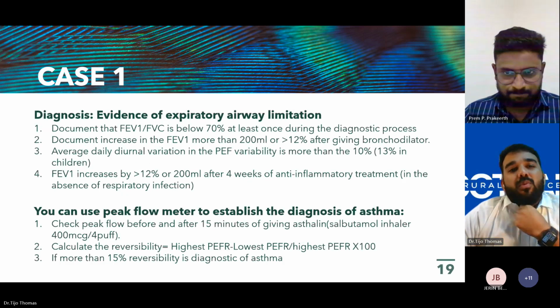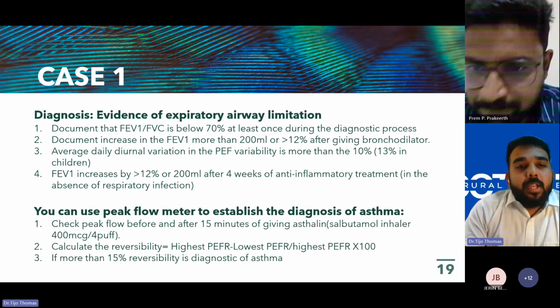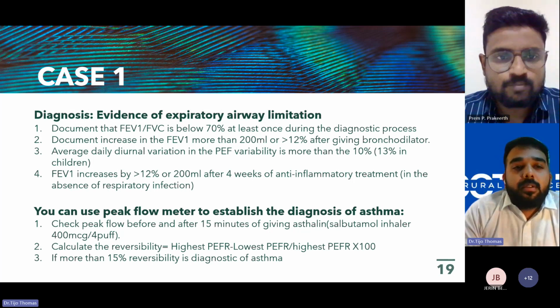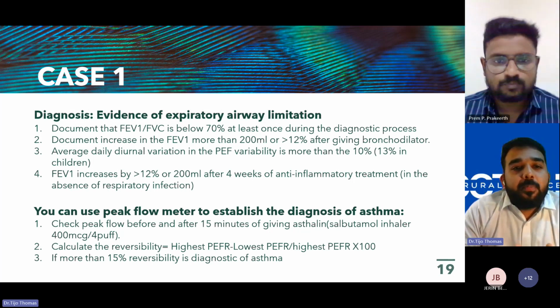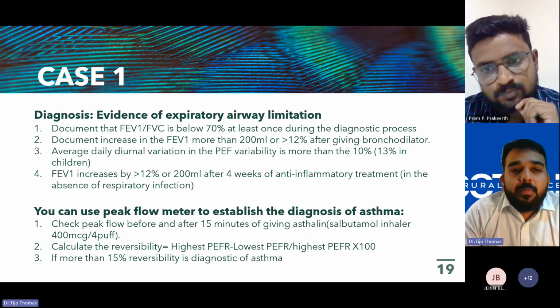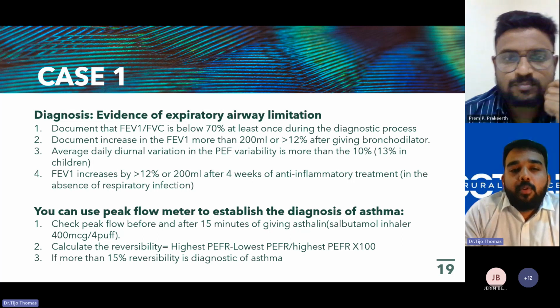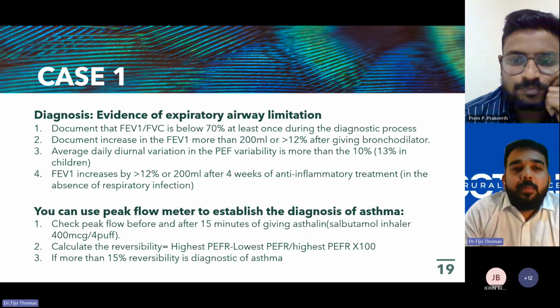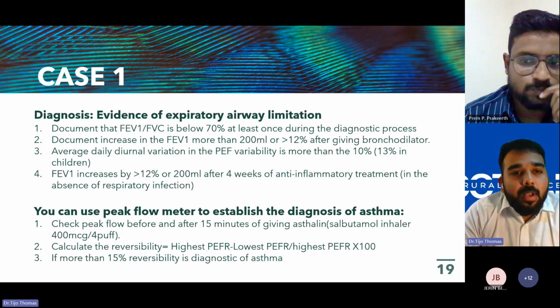For a diagnosis, we generally need not have the diagnosis of asthma. We will be treating the acute episode. But if you want to give a proper diagnosis, we can establish the diagnosis using a peak expiratory flow meter, which is available in the peripheries. It is not that expensive as well.